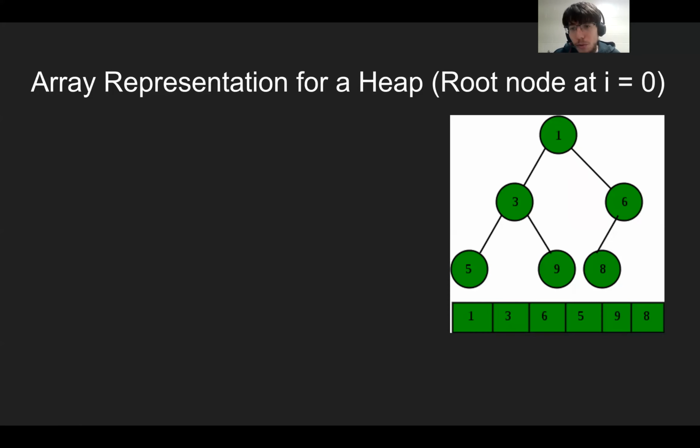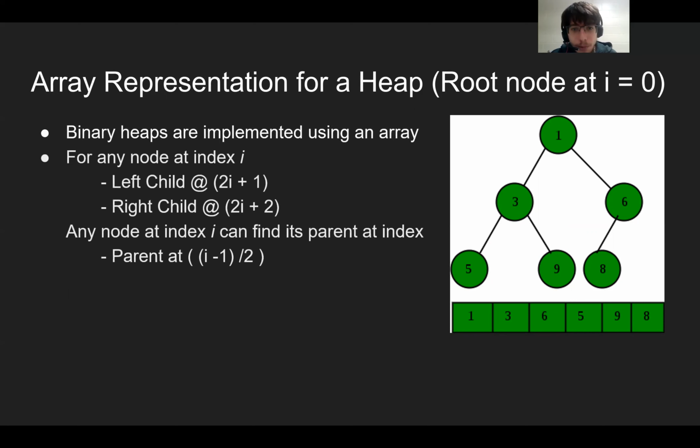Okay. So usually we use array representations because it's just a lot easier to work with. So we think of the root node, index 0. Binary heaps are implemented using an array. For any node at index i, the left child is 2i plus 1, and the right child is 2i plus 2. And then we can just do the reverse to figure out what its parent is. So the parent is just (i minus 1) over 2.